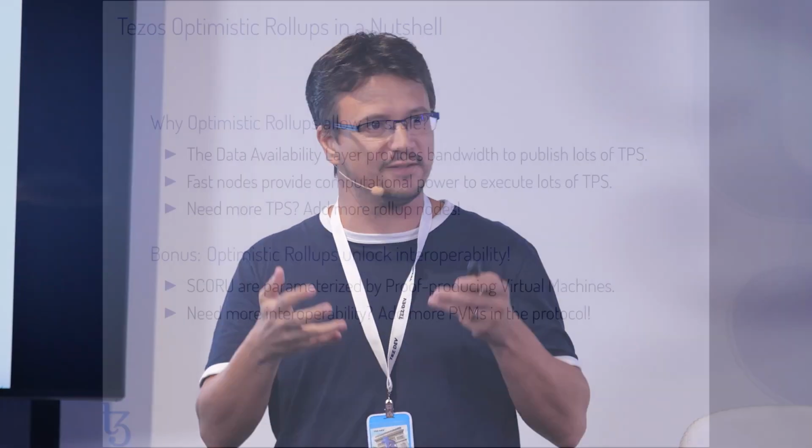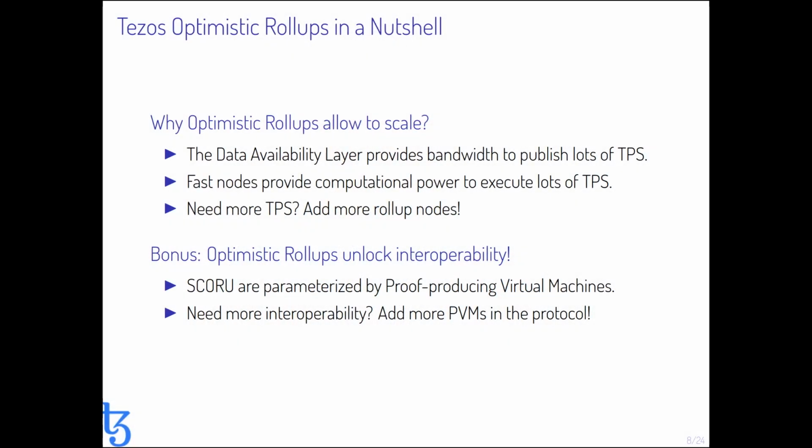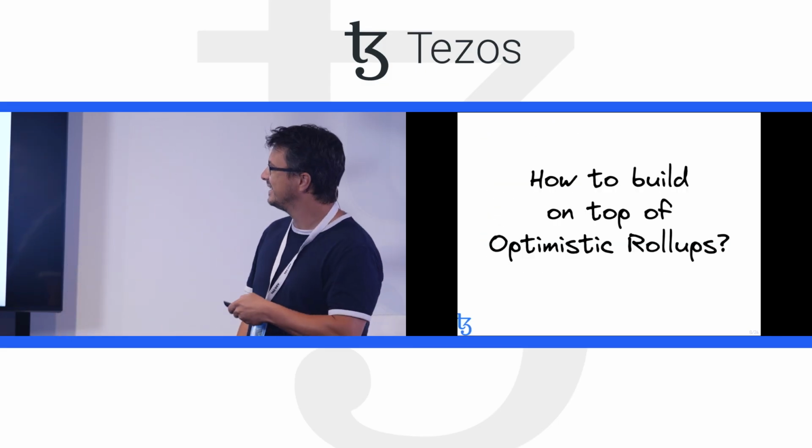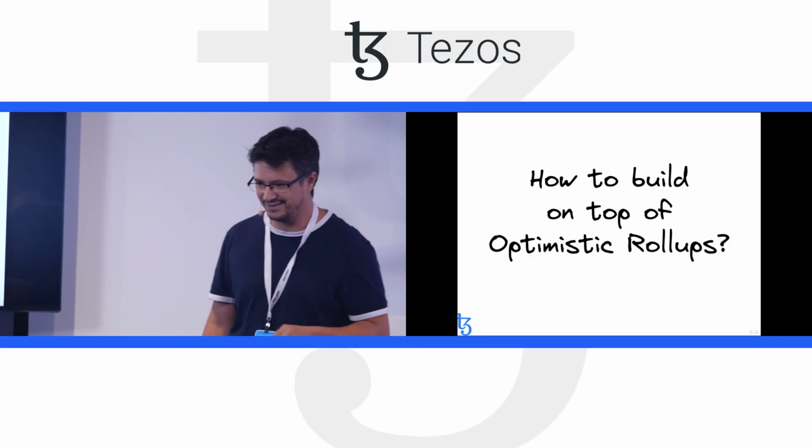There is a bonus. In the architecture that I've shown, the PVM is abstract. And that's because, using the fantastic module system of OCaml, we were able to implement the Score protocol as a functor, so a parameterized module, sorry. The parameter is the PVM. So it means that if you need more interoperability, you just have to implement a new PVM. So that's nice. So it's time now for Hans to talk.